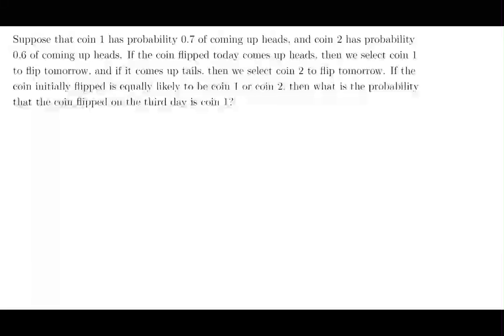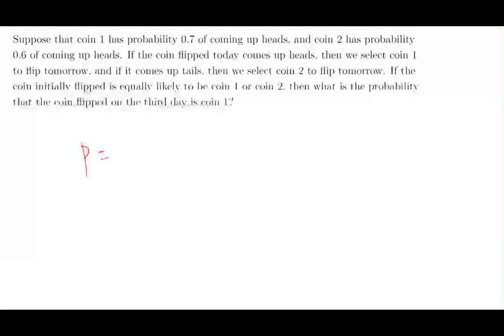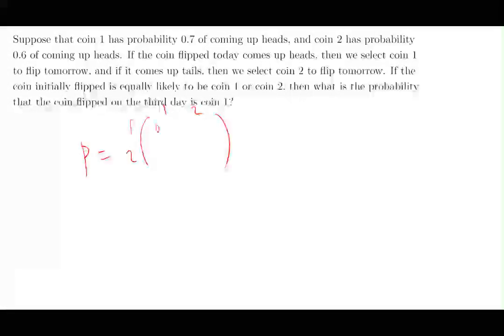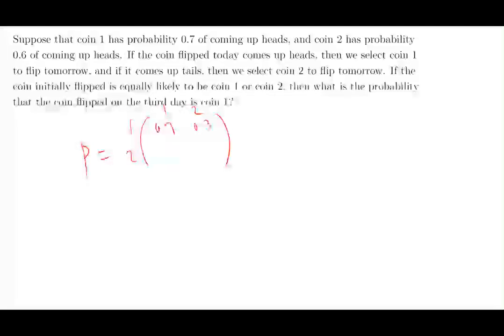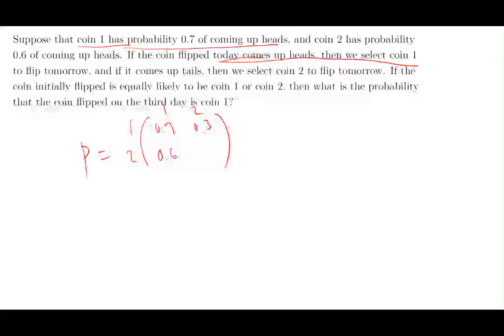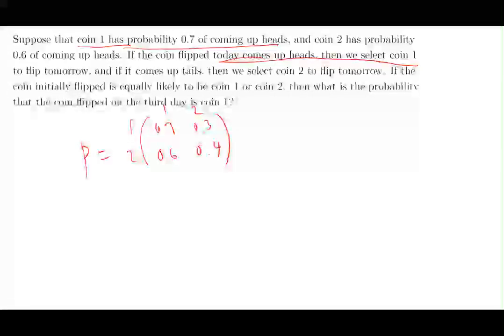Okay, so we have to set up the transition matrix here. Let's start with the transition matrix P. We're going to set state 1 as coin 1 and state 2 as coin 2. So my P matrix would be, for rows 1, 2 and columns 1, 2, 0.7, 0.3, because there's a 0.7 probability of coming up heads with coin 1. If I get heads, then I select coin 1 again, so I stay with coin 1. For coin 2, 0.6 probability, because if you get heads, you flip coin 1 tomorrow. So from 2 to 2, this will be 0.4.